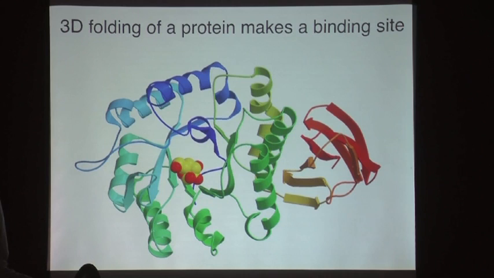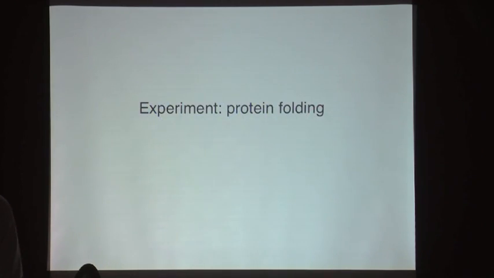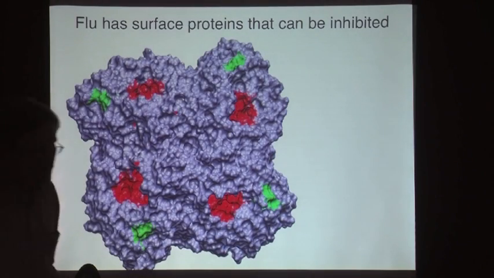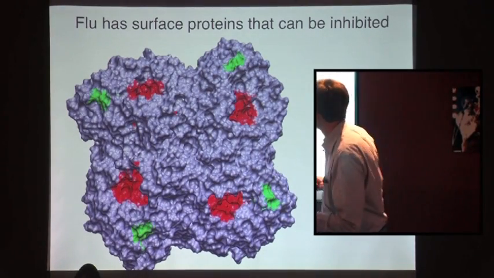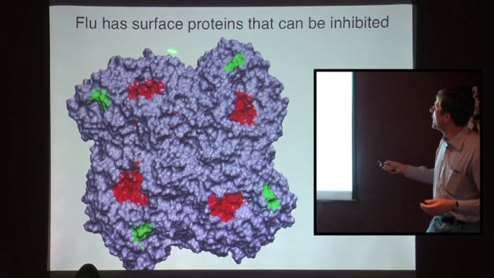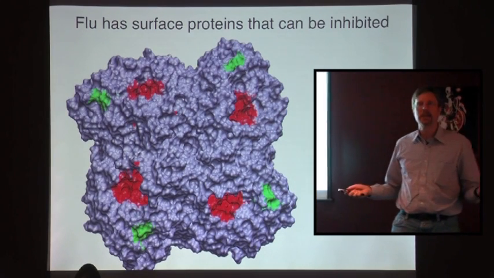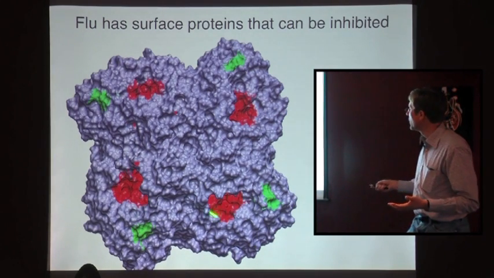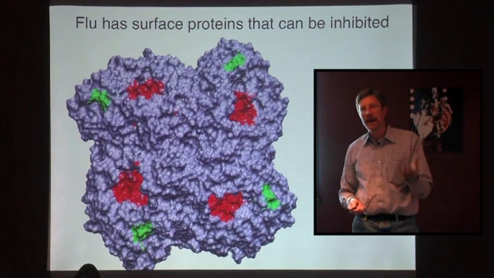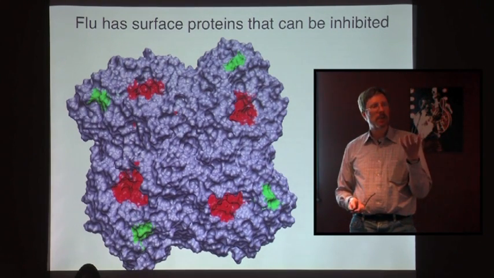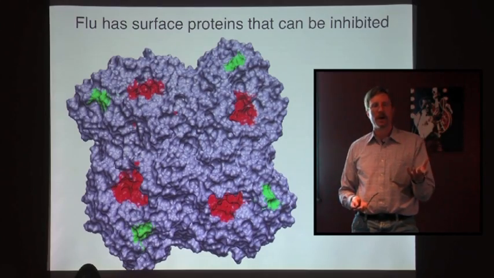Okay, and I talked about how folding of the molecule makes up a binding site. And we did our little experiment in protein folding. So now we need to think about the flu virus. We saw this: flu neuraminidase is the name of this enzyme. This neuraminidase enzyme has these deep pockets. These pockets are called the active site of the enzyme. That's where this neuraminidase breaks bonds.